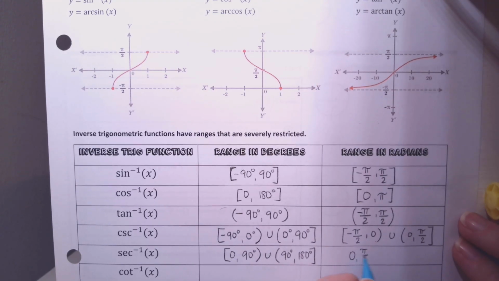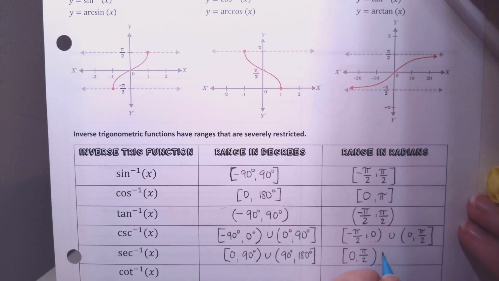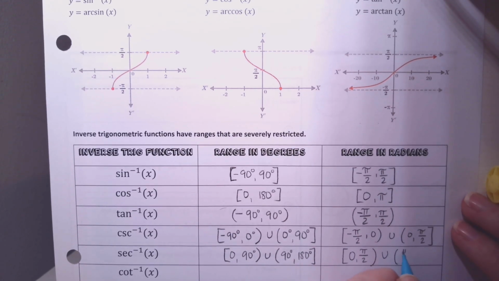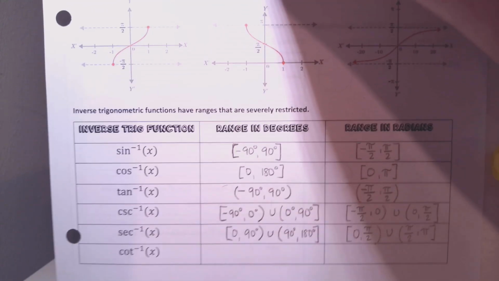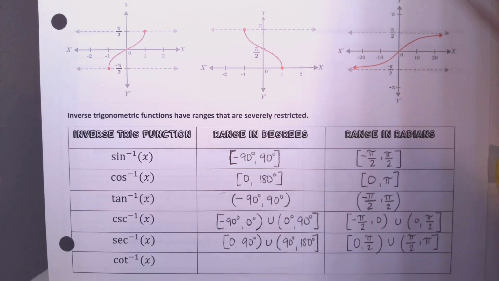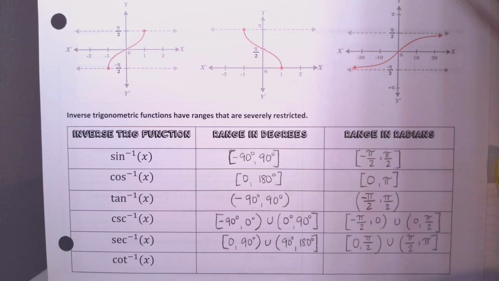0 to pi over 2. Don't include the pi over 2 because it's undefined there. And then pi over 2 all the way to pi, which is that 180 degrees. And then cotangent is similar to tangent, which tangent was already similar to sine. If you look at it, tangent and sine are very similar.